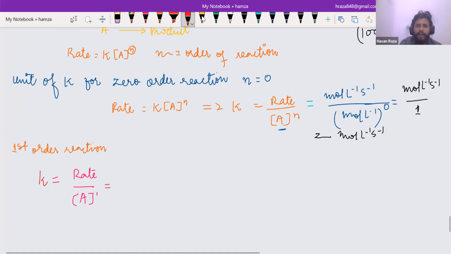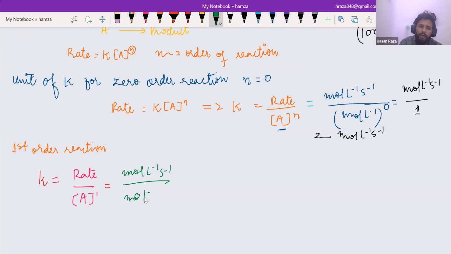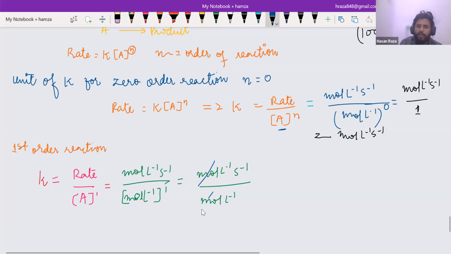So rate will have a unit of mole per liter per second, and you know that concentration will have the unit mole per liter raised to the power 1. So you just need to solve it: mole per liter per second upon mole per liter. Now you just need to cancel. So per second is the unit of rate constant for a first order reaction.